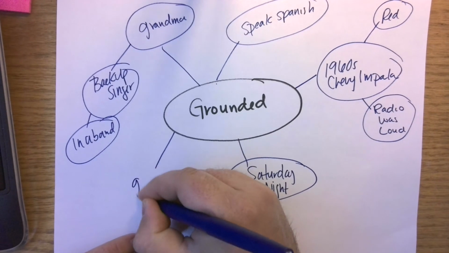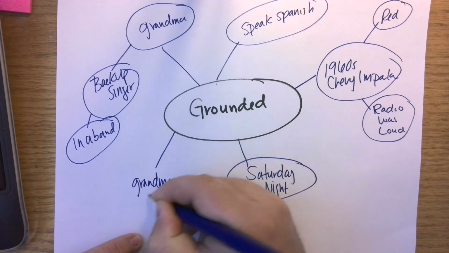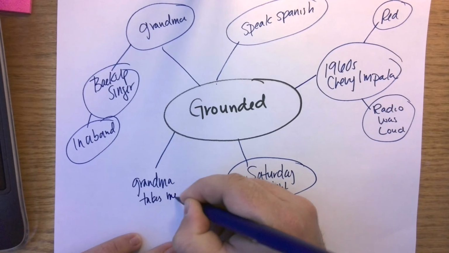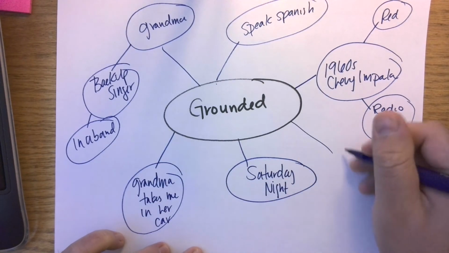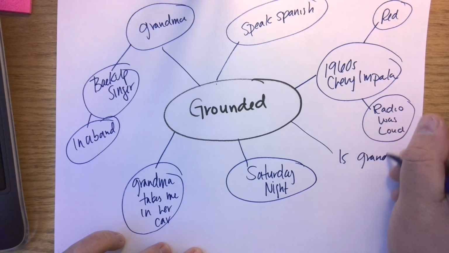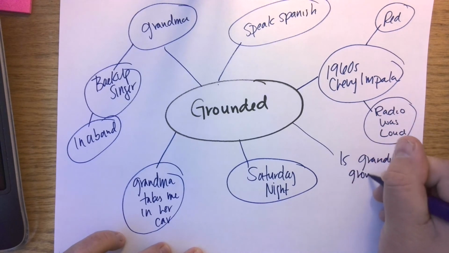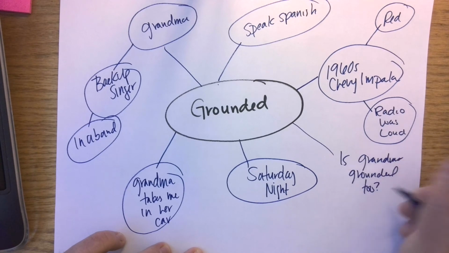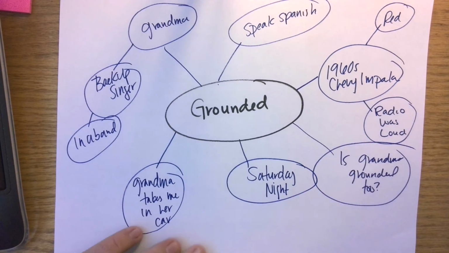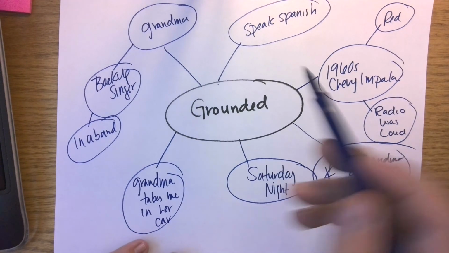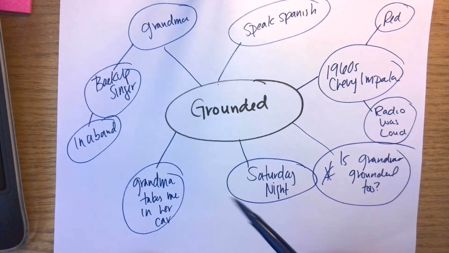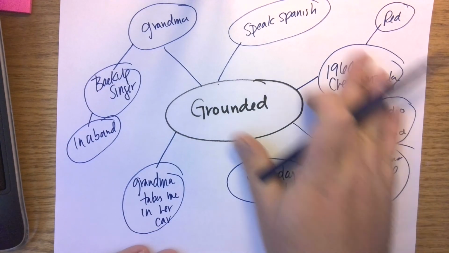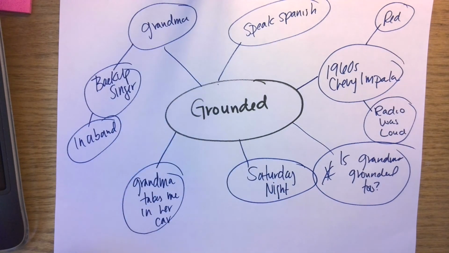Okay, then grandma takes me in her car. And then we say, well, maybe is grandma grounded too? So we might ask a question that we might want to answer, and we might put a star there. And as you can see, we're building our details and we're bubbling out as we go. And you really want this to be probably twice as many details as I have here, but for the sake of time, I'm not going to fill this all out. So you kind of get the idea.